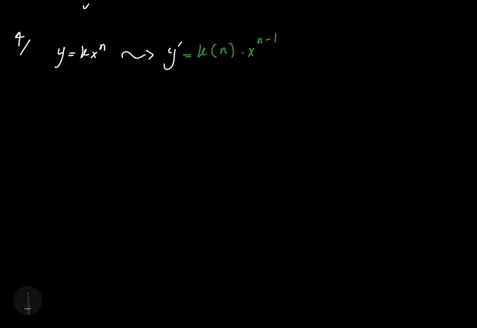So here, for example, if you were asked to find a derivation of 3x squared, the first derivative of this, or y prime, is going to be 3 times 2 times x to the power of 2 minus 1. So y prime is simply 6x to the power of 1.